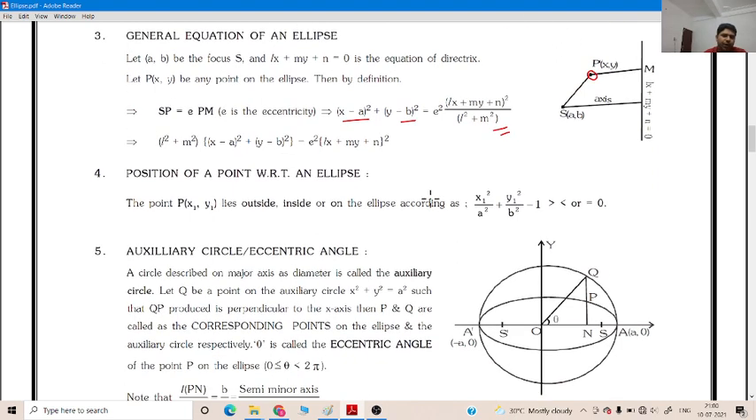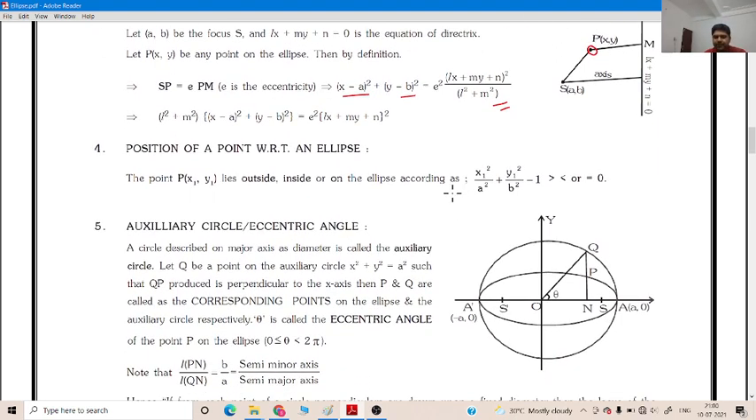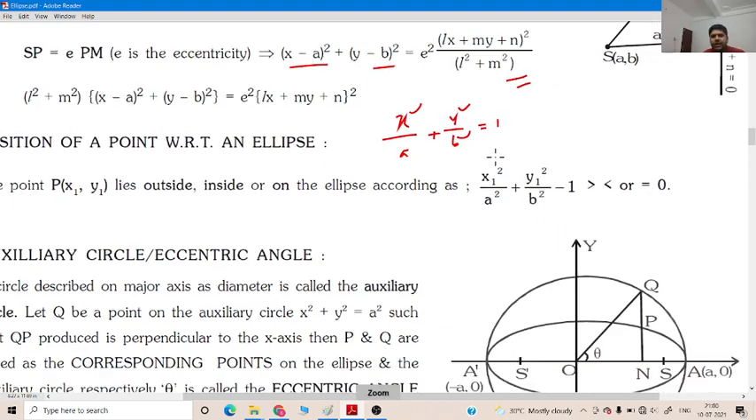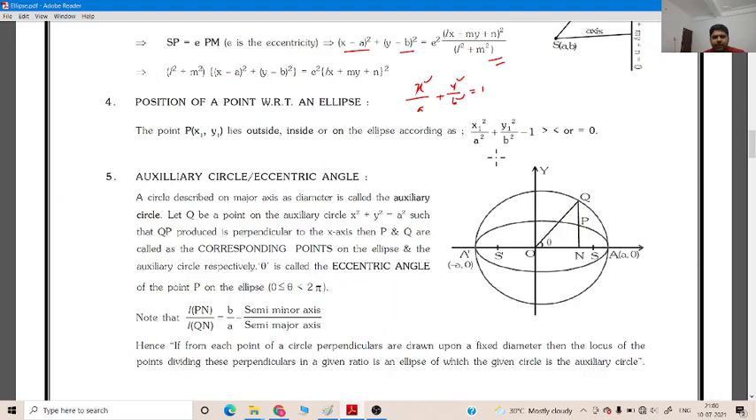Next, position of a point with respect to an ellipse. Say if you consider the equation of the ellipse already given like that, x squared by a squared plus y squared by b squared is equal to 1. That is the equation of the ellipse. Now you have to find the position of this point. Putting this coordinate in the given ellipse is what?